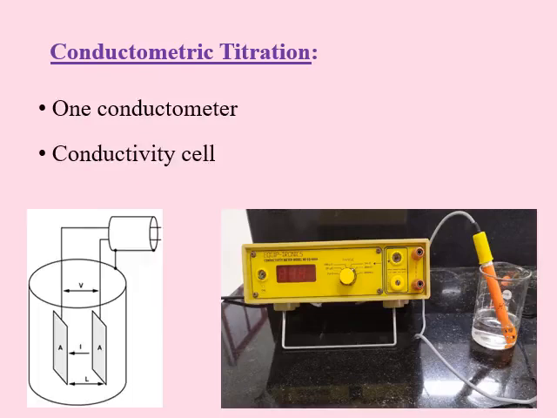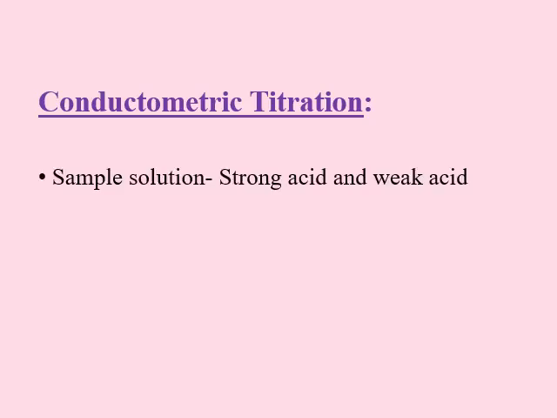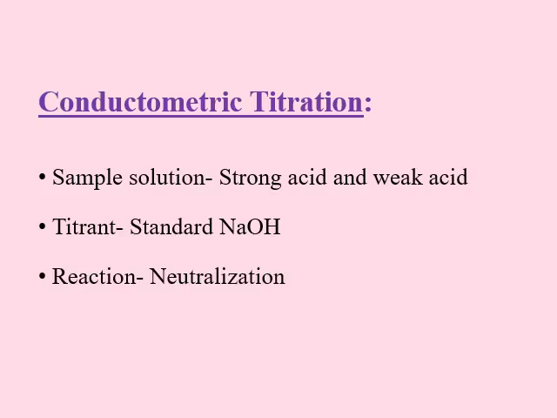Conductivity cell contains two platinum plates, each of 1 centimeter square area and separated by a distance of 1 centimeter. In conductometric titration, the sample is a mixture of strong acid, that is hydrochloric acid, and a weak acid, that is acetic acid. It is titrated against standard solution of sodium hydroxide. The reaction is called a neutralization reaction.